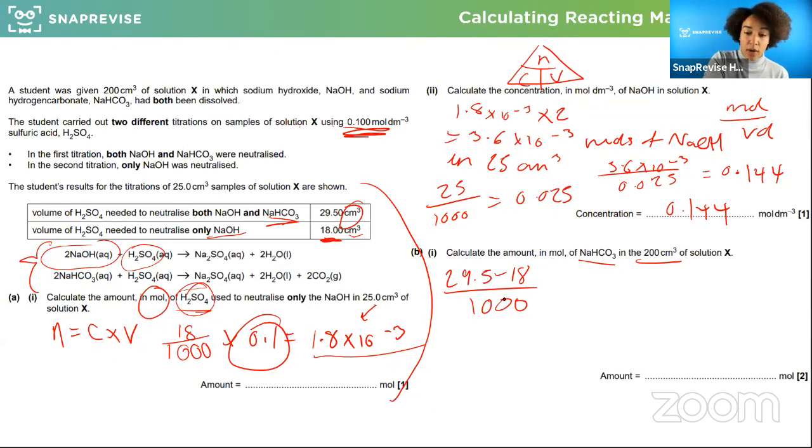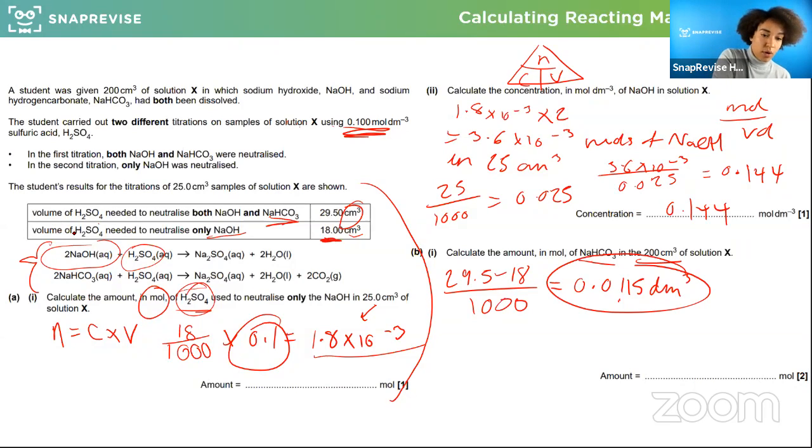Yeah, cool. So I divide by 1,000 because that means that we're in dm cubed rather than cm cubed, which gives us 0.0115 dm cubed. Okay, so this is 0.0115 dm cubed volume of sulfuric acid needed to neutralize sodium hydrogen carbonate, right? So we've got a volume of sulfuric acid. We're not in sodium hydrogen carbonate moles yet. So if we want to work out the number of moles in the solution of sulfuric acid, not of sodium hydrogen carbonate, we have to times by the concentration. So right now we have a volume for the amount of sulfuric acid needed to neutralize sodium hydrogen carbonate.